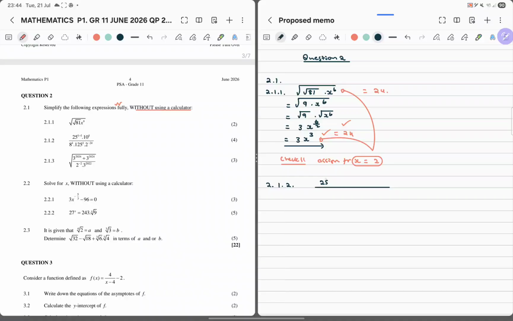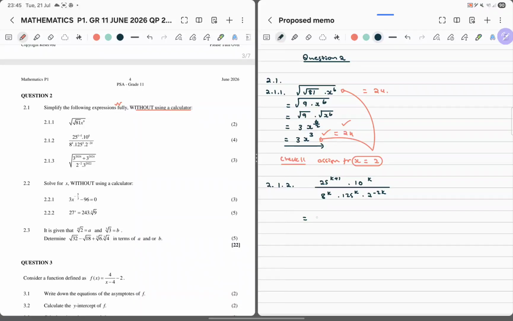So we've got 25 to the exponent k plus 1 times 10 to the k, all divided by 8 to the exponent k times 125 to the exponent k times 2 to the exponent 2k. Right, we know what to do here. We change all these bases to prime bases.